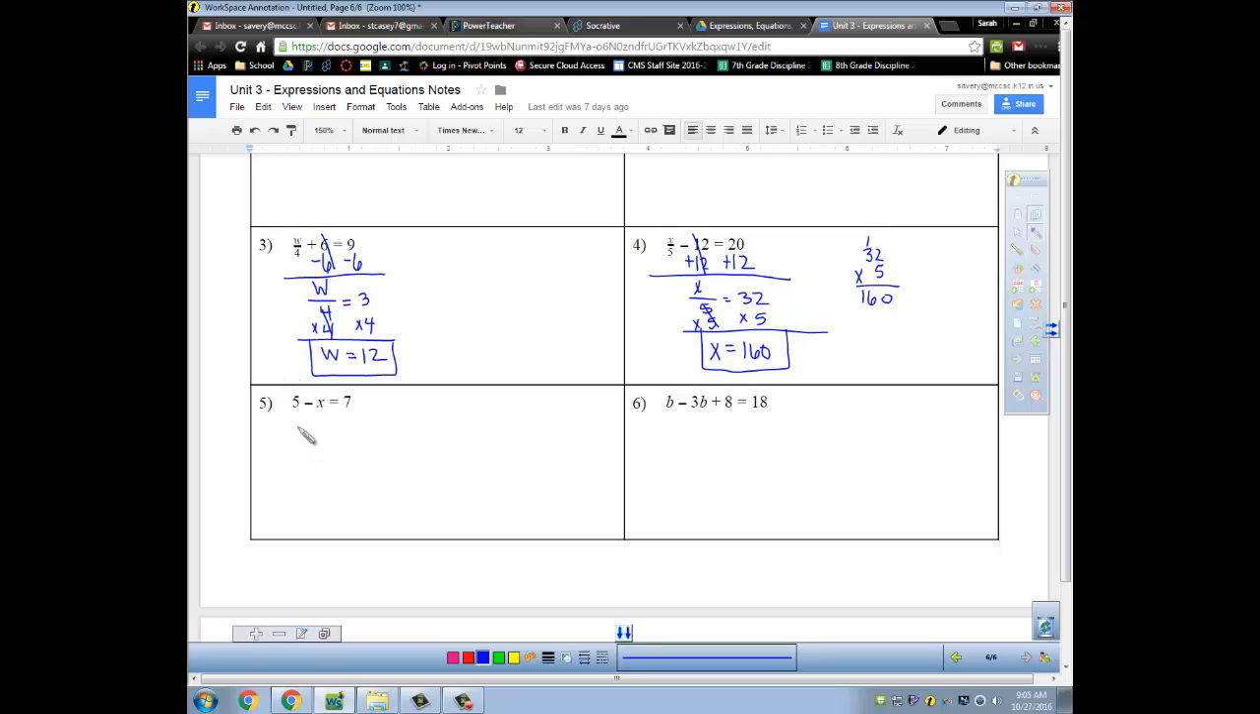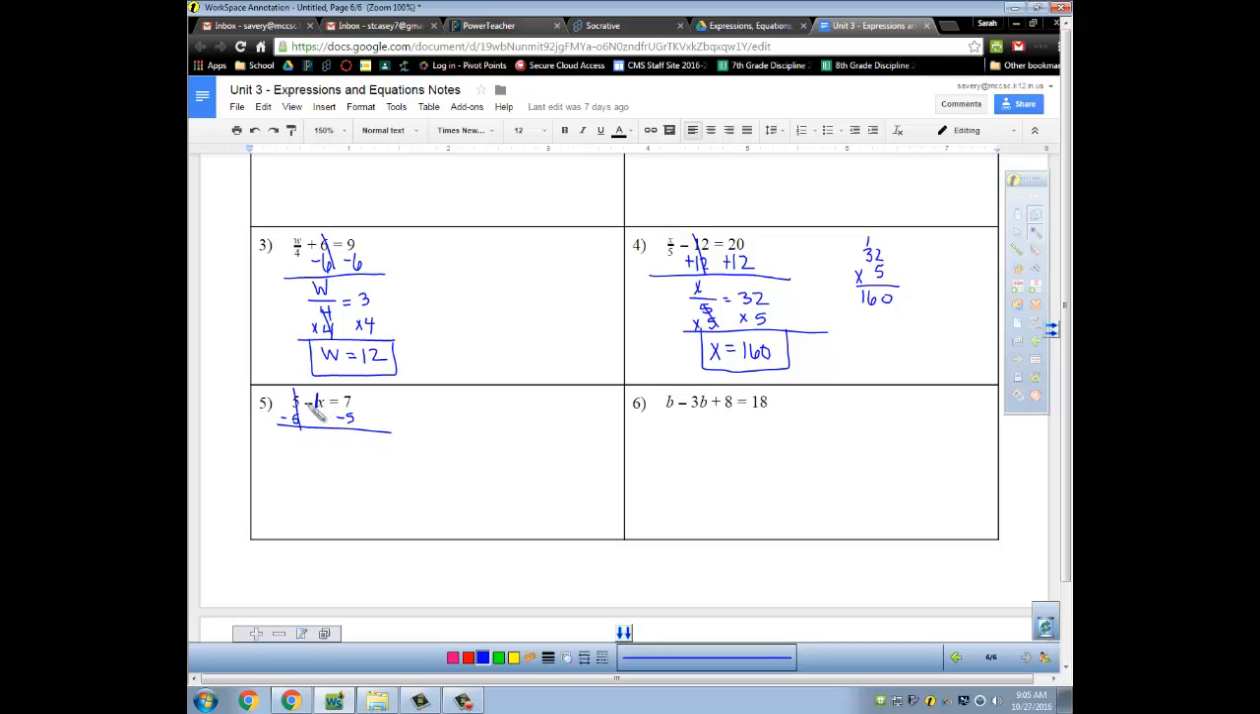Okay, now number 5 is going to be a little trickier. I have an x here, but there's no number right in front of the x. So remember, there's always a 1 there. So here, the significant other, the boyfriend and girlfriend, is this negative 1. The friend is the 5. So we're actually going to get rid of the 5 first. This is a positive 5, so the opposite of positive 5 is negative 5. So write negative 5 on both sides.